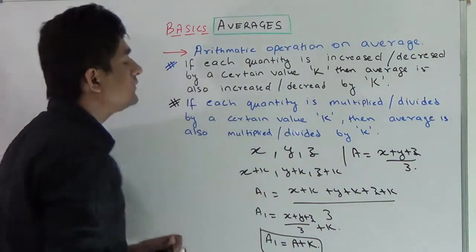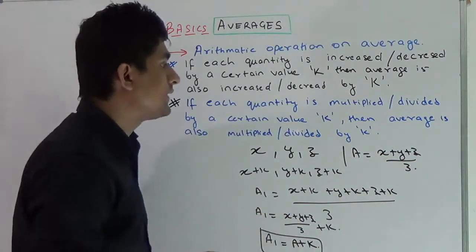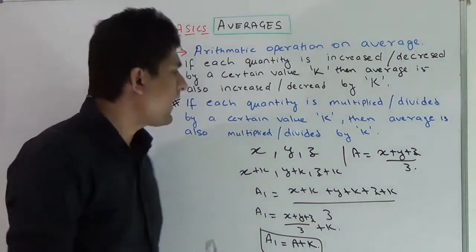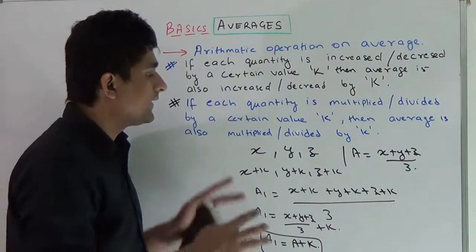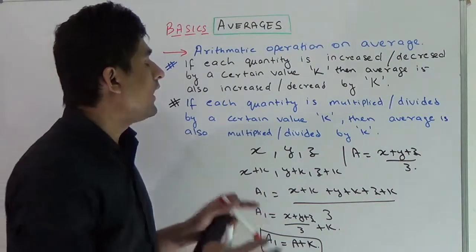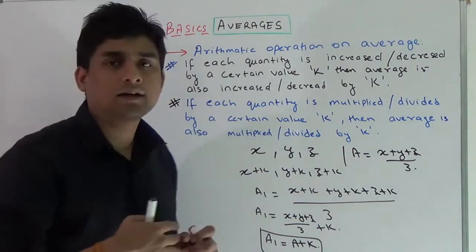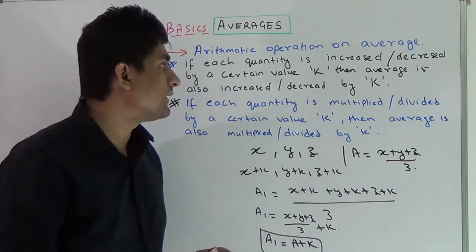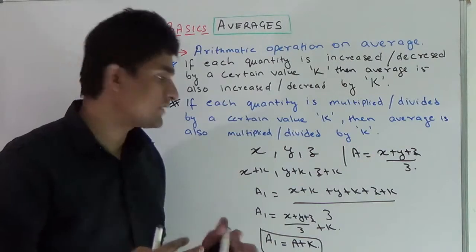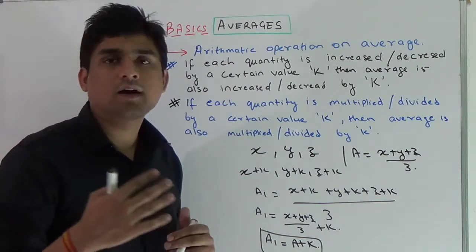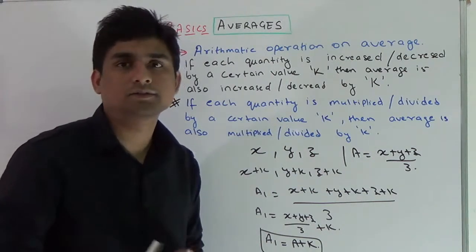Here I have taken 3 terms. There can be any number of terms, more than 3 terms, n terms. This concept is valid for all the terms. So I think this concept is clear to you now. Now I move to the second basic method, that is the false assumption method, which is used in the data interpretation section for calculation of averages of higher numbers.